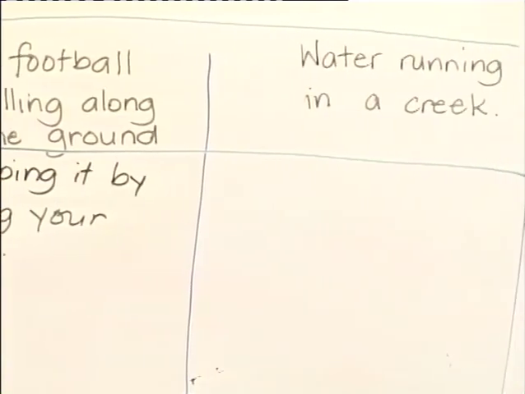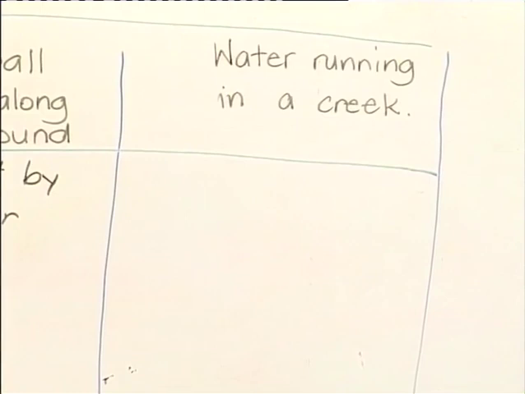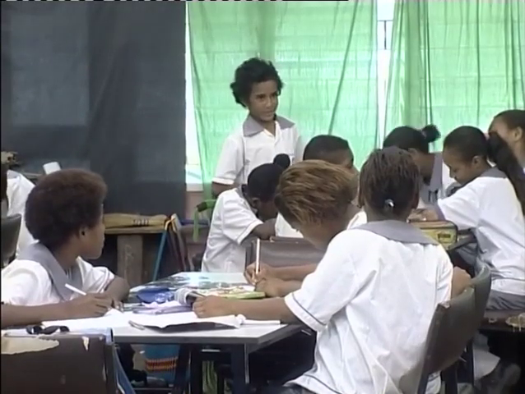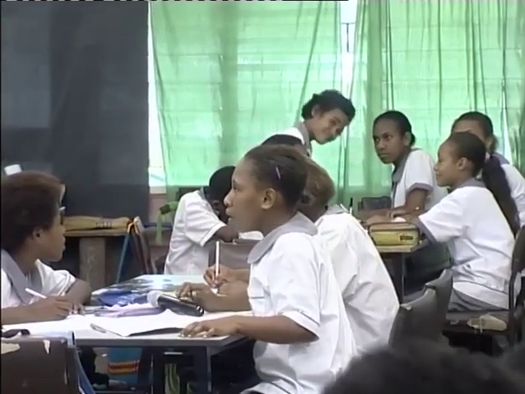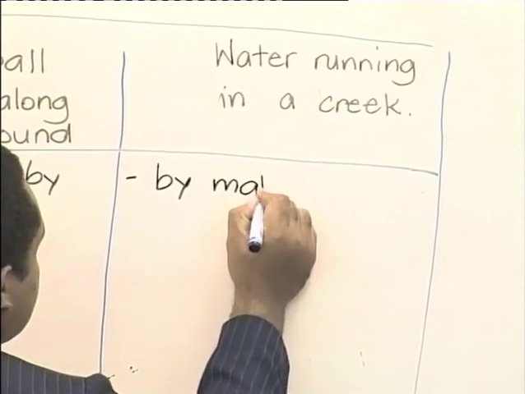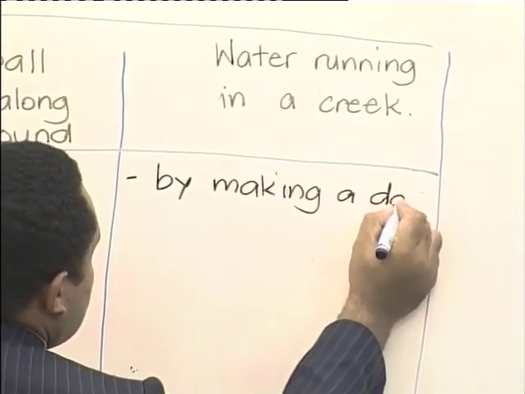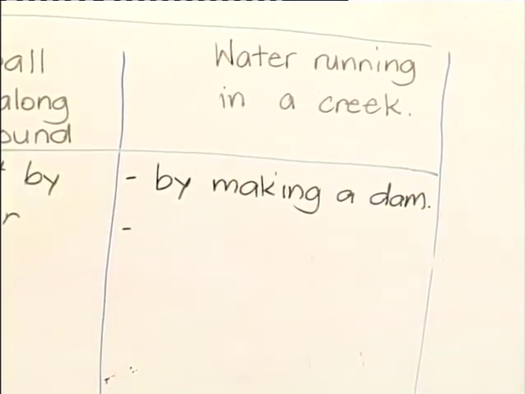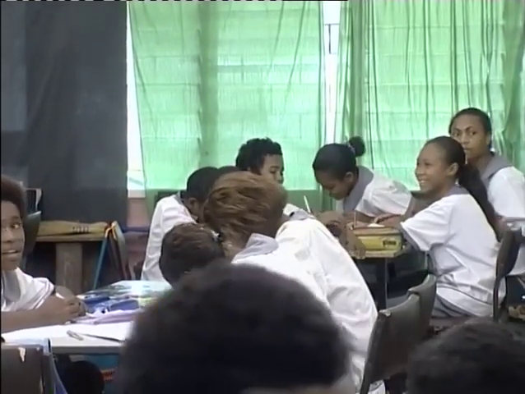Water running in a creek. How can you stop a water running in a creek? Madhu, thank you. By making a dam. Very good. Any more? Last one. Okay, Victoria. By making a water tap. Good try. Thank you, Victoria.